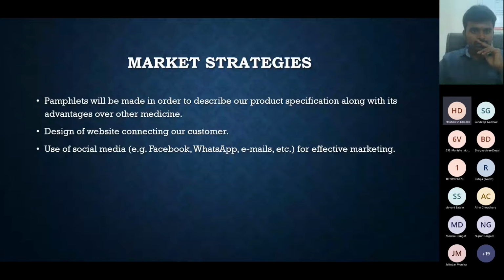But we have prepared a formulation that is cost effective and can be manufactured on a large scale. The market strategies are that we can make pamphlets which describe our product specifications and advantages over other medicines. We can design our own website which connects us and the customers, for any problems related to the product. We can also use social media such as Facebook, WhatsApp, and emails for effective marketing.